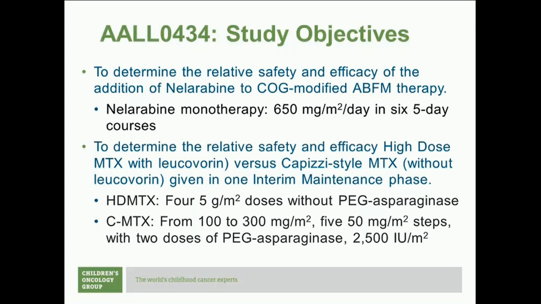So high-dose methotrexate is 4 or 5 grams per meter squared doses without asparaginase, and Capizzi is escalating dose. So each 10 days, you give them a slightly higher dose, and they get 2 doses of PEG during that period of time, but they don't get rescued with leucovorin. Remember that methotrexate is a folate hydroreductase inhibitor, so you can't make any more reducing substances. So you give them the next step in that enzymatic pathway. You give them folinic acid, leucovorin, to bypass that. With Capizzi, you don't do it. You just let everybody ride. But with high dose, you have to, or else people would die.